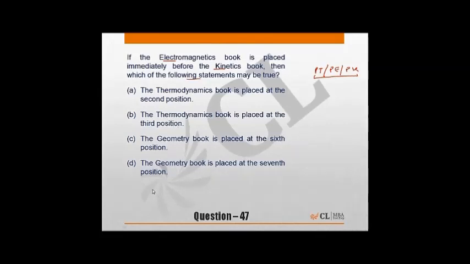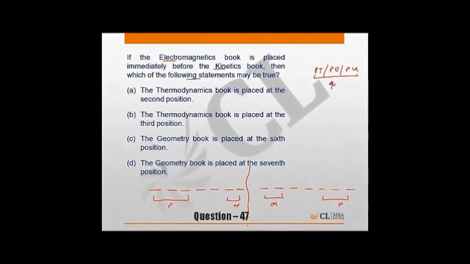If you look at the 2 possible scenarios, 1, 2, 3, 4, 5, 6, 7, and the other scenario is 1, 2, 3, 4, 5, 6, 7. Let's look at both the scenarios. In the first case, these 3 have to be physics and these 2 have to be maths. And in this case, these 2 have to be maths and the last 3 have to be physics. Obviously, the middle ones are the chemistry books. Then which of the following statements must be true?